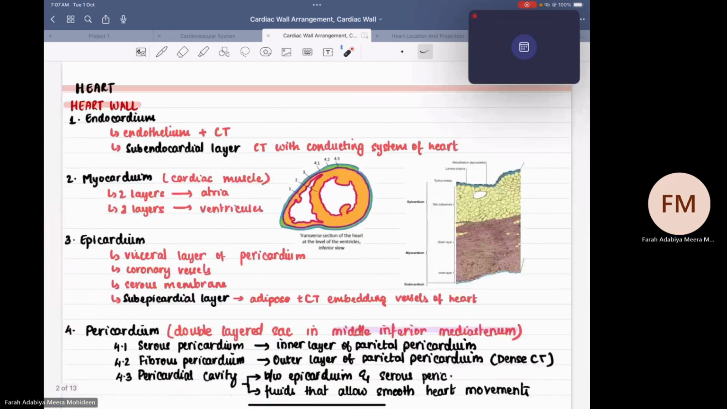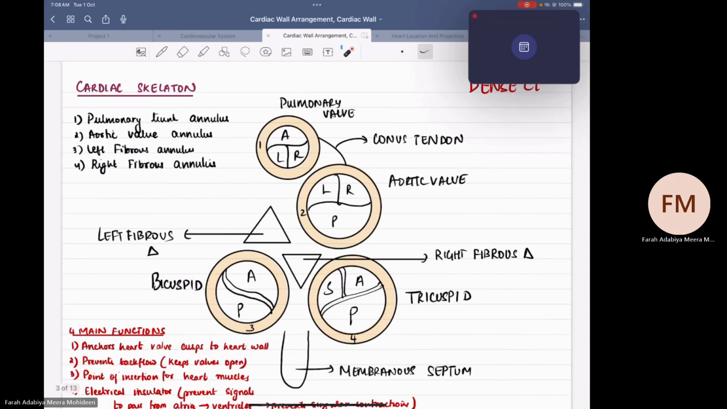Okay, so you have a pericardial cavity in between these two layers, and there's fluid in between that allows smooth heart movements. It's the same in any cavity that has two layers of something, like pleura. It's usually filled with fluid. Same for the heart. Now, the second part of this question is your cardiac skeleton.